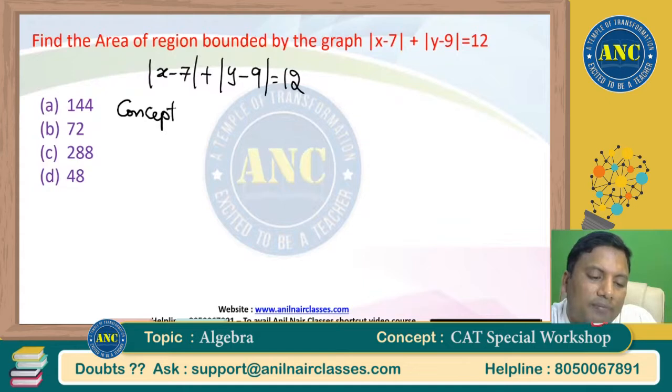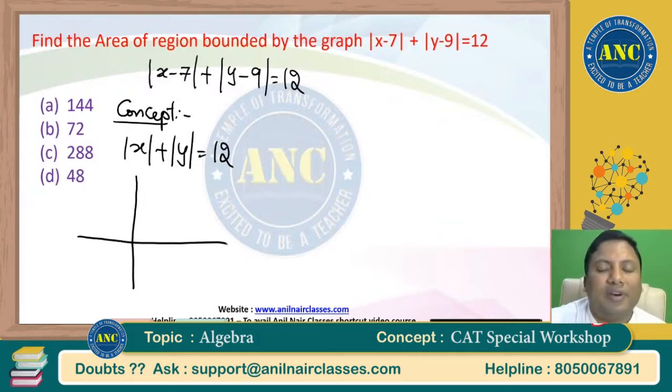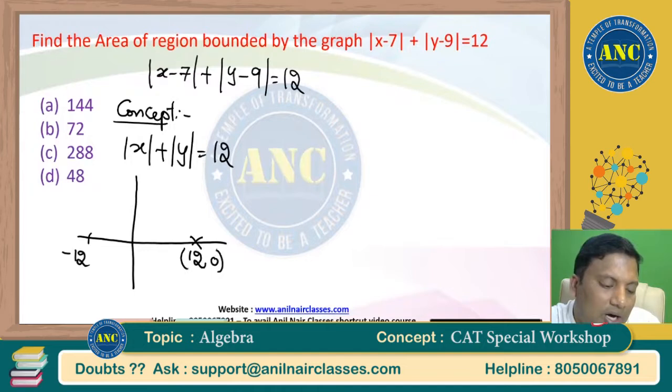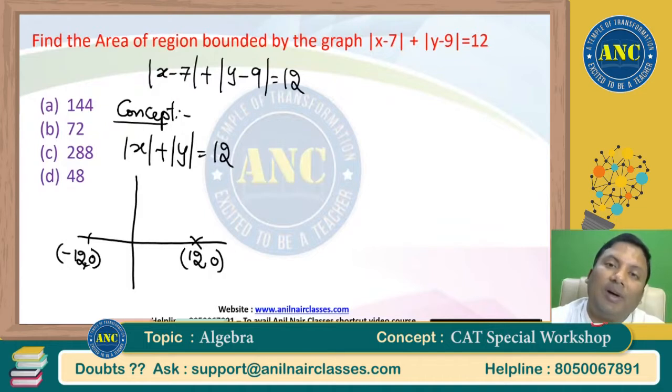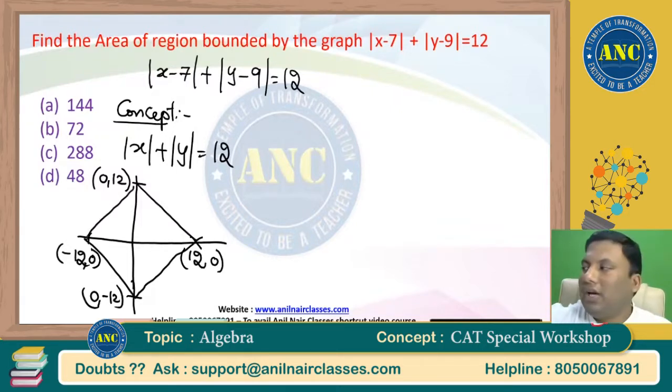Concept. Suppose the question is mod x plus mod y equivalent to 12. Put y value 0. If y is 0, mod x equivalent to 12. That means x will be 12 or x will be minus 12. So 12 comma 0 or minus 12 comma 0. If I put x equivalent to 0, mod y equivalent to 12, so 0 comma 12 or 0 comma minus 12. This is the graph for mod x plus mod y equivalent to 12.